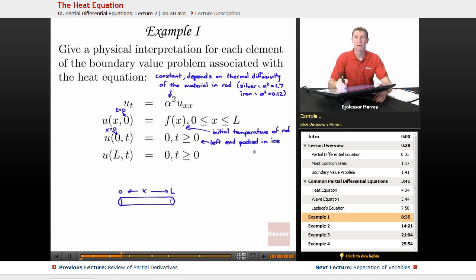So no matter how much heat might travel to that left end of the rod, say from the middle of the rod, we're forcing the left end of the rod to stay at temperature 0. U of L,t means we've plugged in x equals L, which corresponds to the right end of the rod. If that's also forced to stay at 0, that would mean that the right end of the rod is also packed in ice.